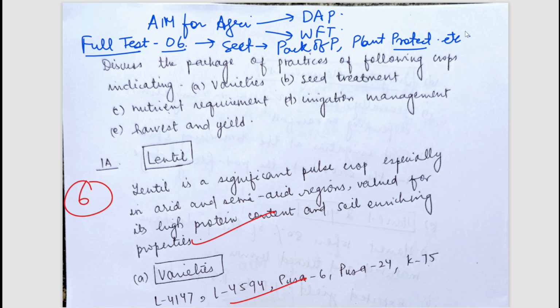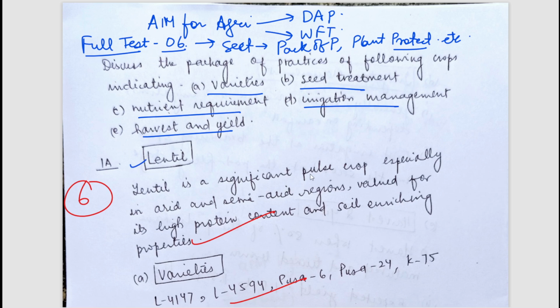The first question was to discuss the package of practices of the following crops, indicating varieties, seed treatment, nutrient management, irrigation management, harvest and yield. Five crops were mentioned, and the student has to discuss the package of practices of all those 5 crops using these things. So the first crop was lentil.